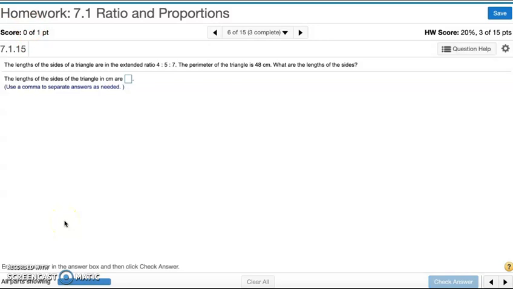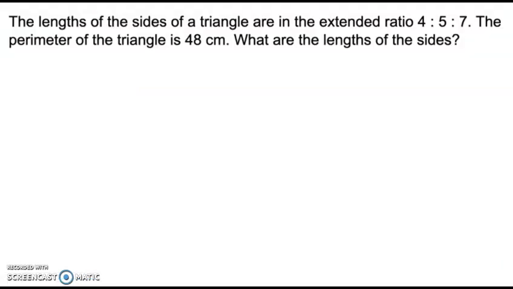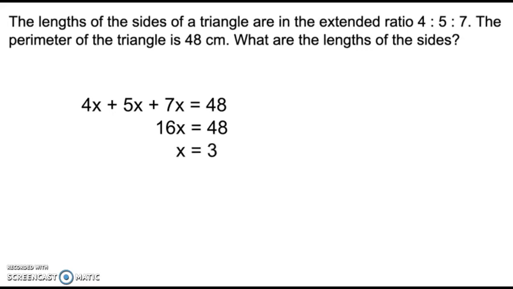Number 6. The lengths of the sides of a triangle are in the extended ratio 4 to 5 to 7. The perimeter of the triangle is 48 centimeters. What are the lengths of the sides? Now, to find the ratio using our actual lengths, we have to put x next to 4, 5, and 7. So perimeter is the sum of all the sides. So 4x plus 5x plus 7x equals our perimeter of 48. To solve that, we combine like terms. 4 plus 5 plus 7 gives you 16x equals 48. Divide both sides by 16, and we get x is 3.